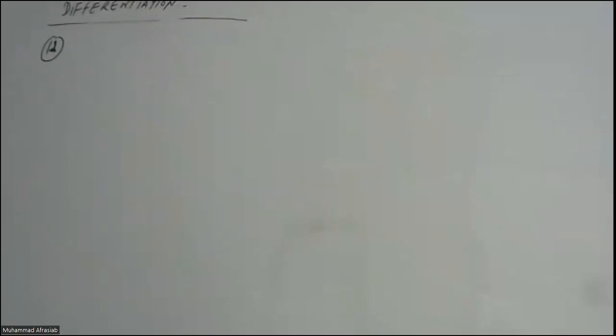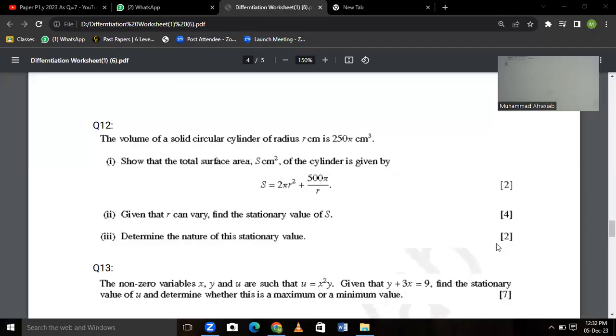We are solving now question number 12 for this differentiation of AS level. The question is: the volume of a solid circular cylinder of radius r centimeter is 250 pi centimeter cube. Show that the total surface area S centimeter square of this cylinder is given by S is equal to 2 pi r square plus 500 pi over r.